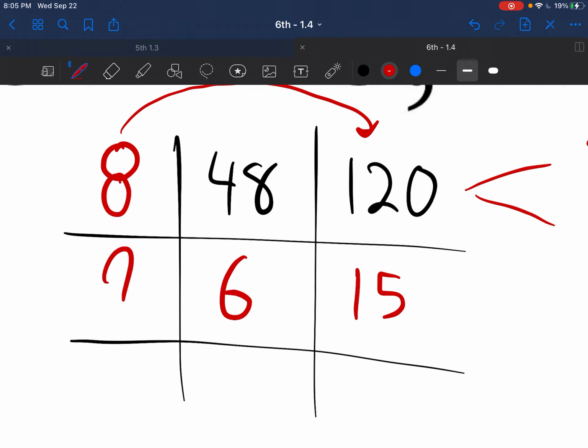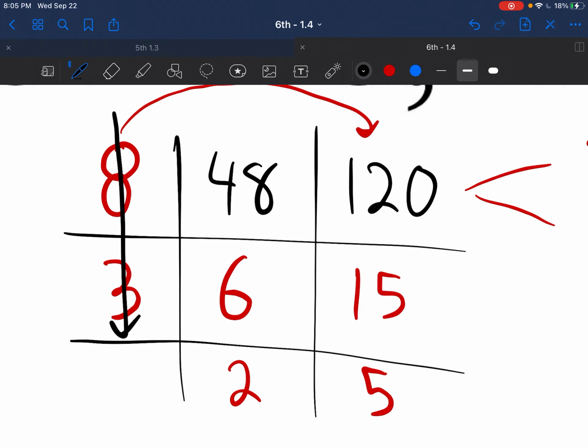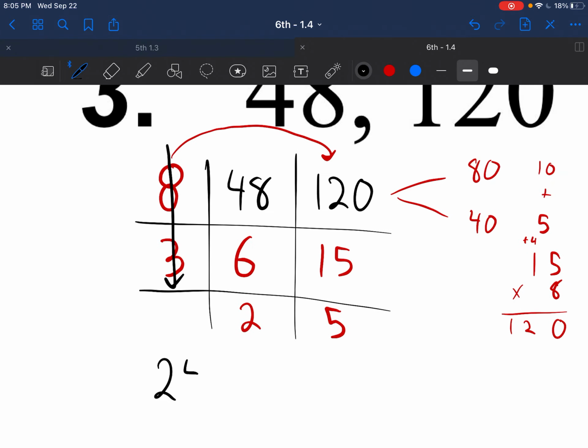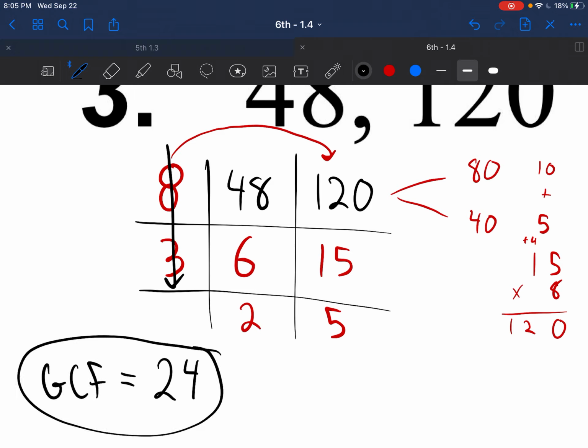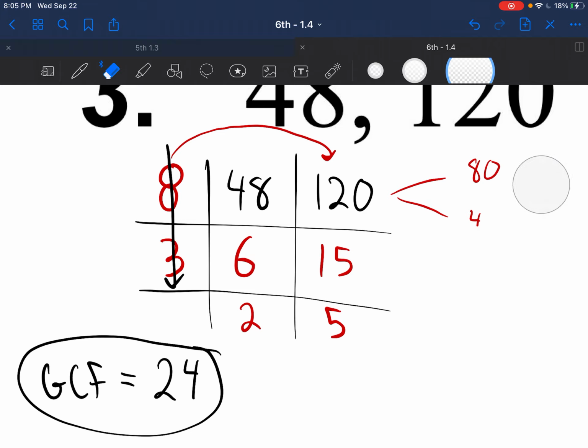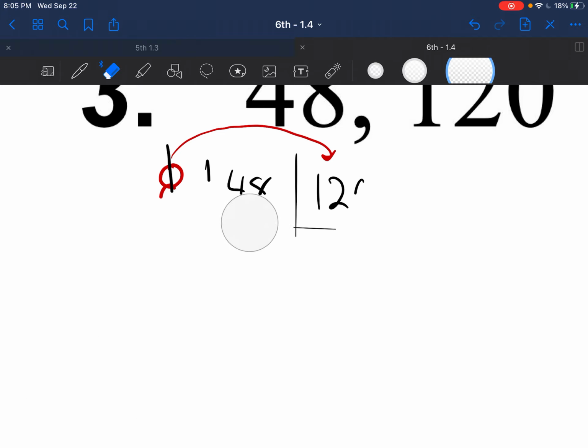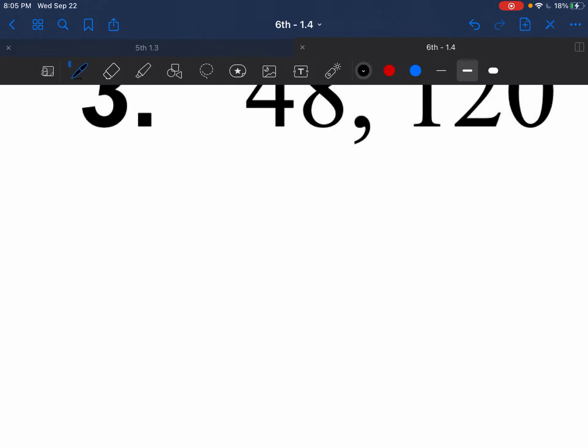So now let's try the next one. Is there a number that can go into 6 and 15? Yes, there is. That number is 3. So how many times does 3 go into 6? It's 2 times. How many times does 3 go into 15? That's 5 times. So now there's no other number. So all we got to do now is multiply straight down, right? 8 times 3 is 24. So our GCF, greatest common factor, for this problem is 24. Make sure you're copying this down and answering these questions. It would be good if you can answer these questions before I write it down.